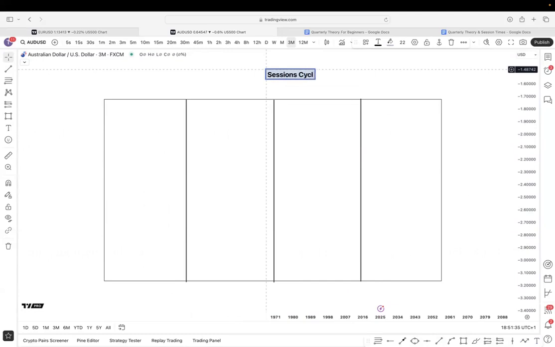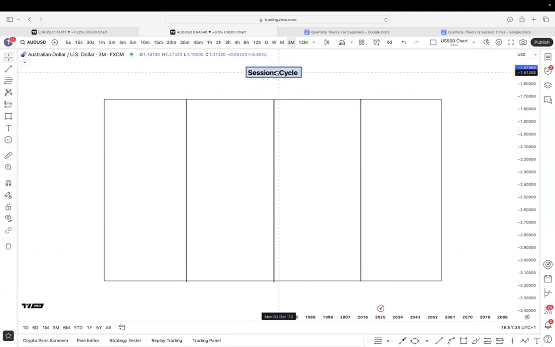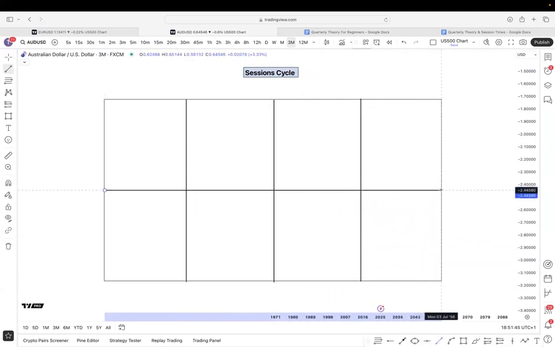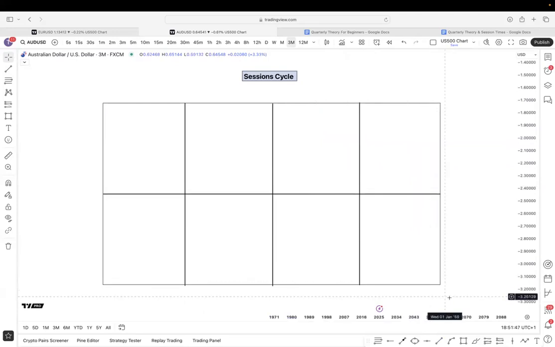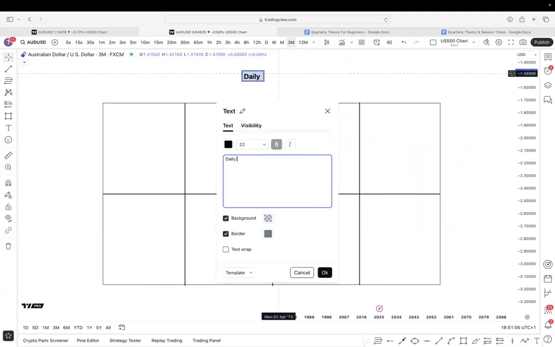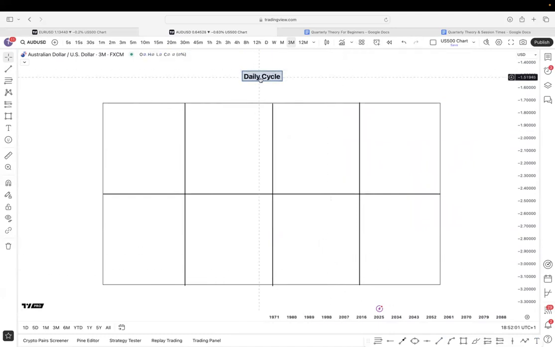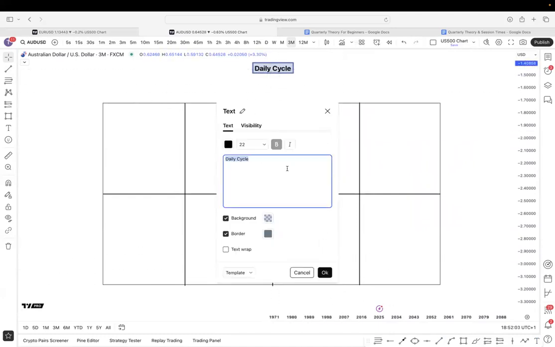But I actually want to draw your attention now to the session cycle. And I want to focus on a few different outcomes, because the way we want to trade is splitting the day into sessions. In fact, this is going to be the daily cycle, because the day splits itself up into certain blocks. Okay. One day equals 24 hours.